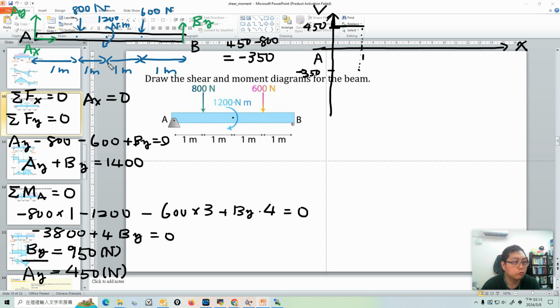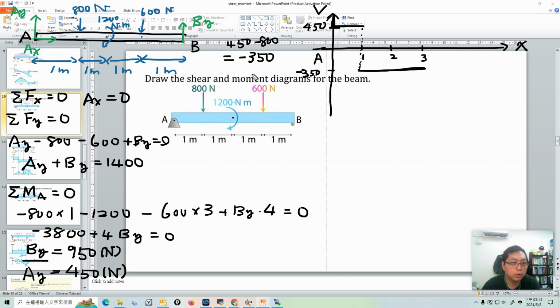Between 1 and 3, there is no external force. This is 2, this is 3. So it looks like we don't have any external force between 1 and 3, so we keep minus 350. And at position 3, we have an external force of 600 Newton pointing down.